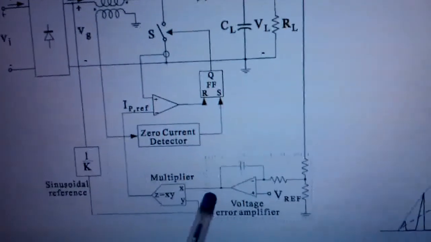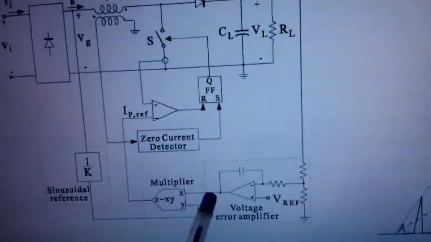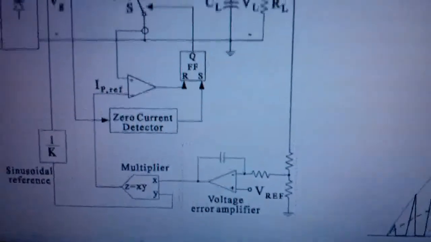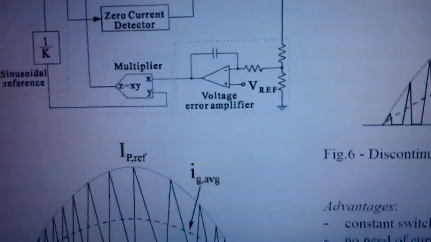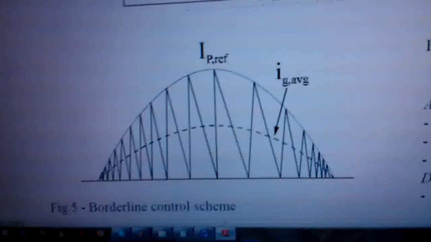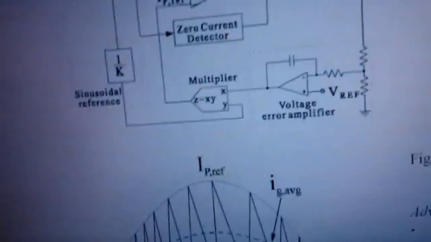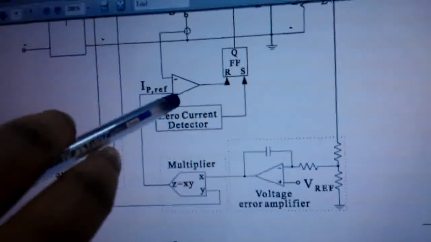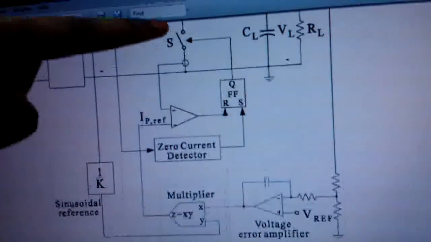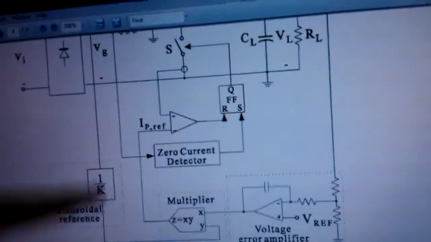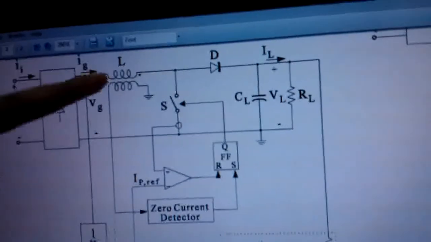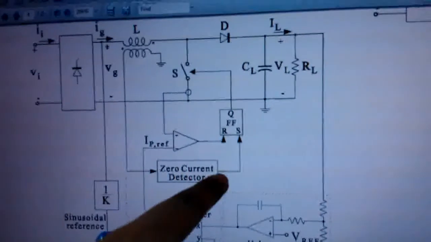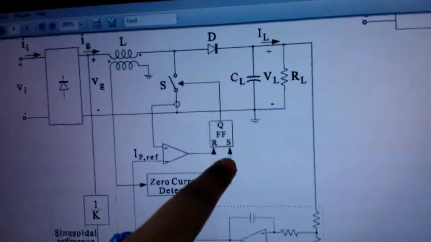The output of this error amplifier is then multiplied with the rectified supply voltage, which sets the IP reference waveform. This is the IP reference waveform. This IP reference waveform or signal is given to the negative terminal of the comparator. The current flowing through the MOSFET is given to the positive terminal of the comparator. The zero crossing of the inductor current is sensed by using a zero current detector.